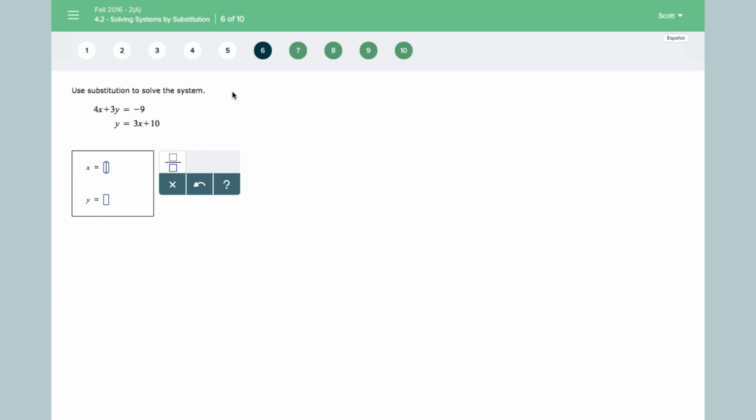Number 6. Same thing. Now only one of them is solved for y, and that's okay. That's all we need, just one. So we have here 3x plus 10. That's what y is. So that means I am going to replace that right here where I see my y, giving me 4x plus 3y equals negative 9.